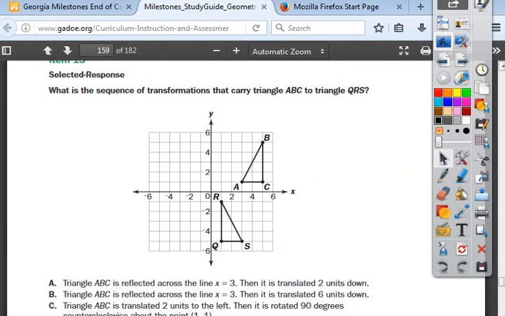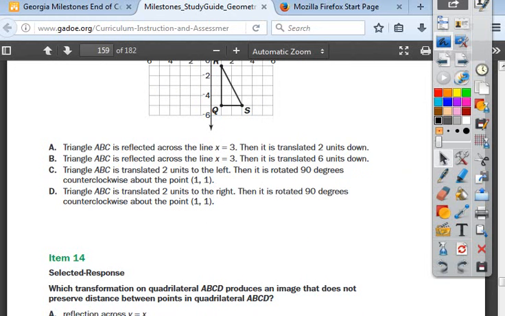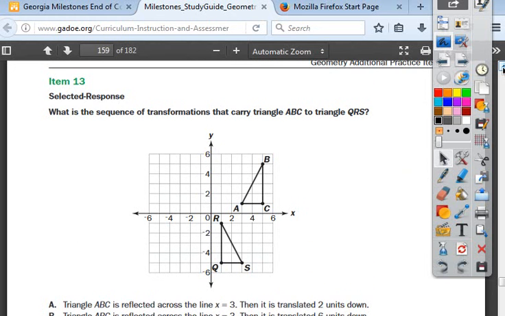Again, on something like this, just do what this is saying down here and see if it matches up. See if it winds up in the same spot. So which one is the original? They should say on here that carry ABC to QRS, so ABC would be your first one. To me, that looks like I'm going to reflect it and then drop it down. So that's what I would be looking for down there.